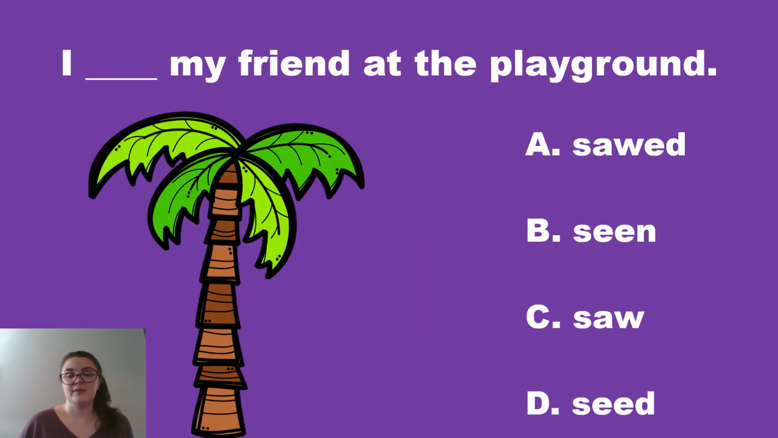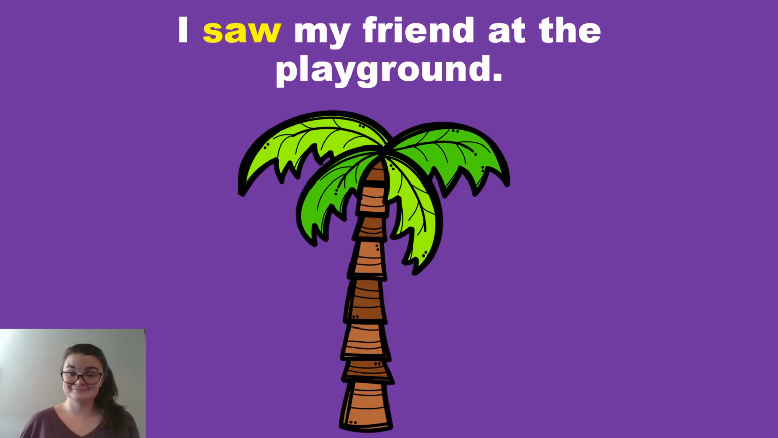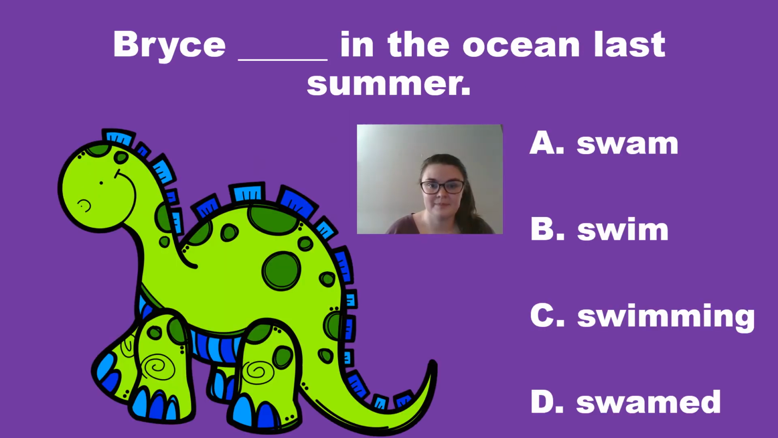I blank my friend at the playground. A, sawed my friend at the playground. B, seen my friend at the playground. C, saw my friend at the playground. Or D, seen my friend at the playground. Which one of those makes the most sense? The correct answer is saw. I saw my friend at the playground. Good job practicing along with me.